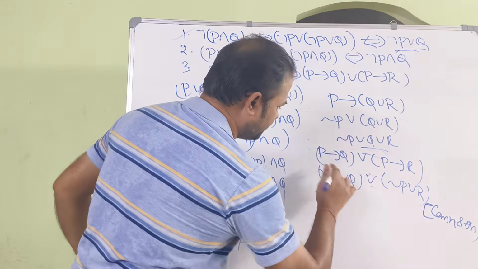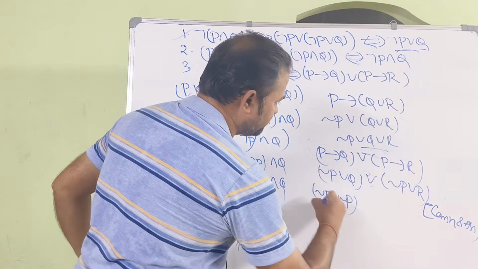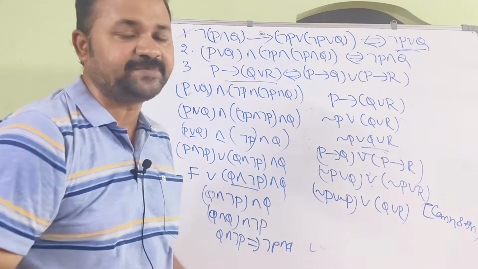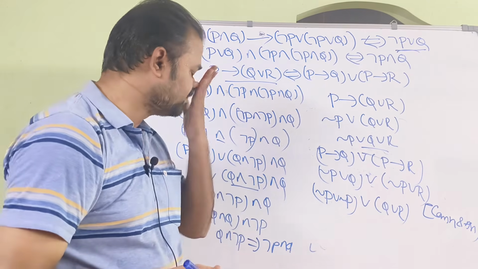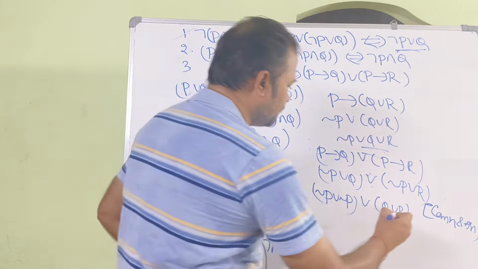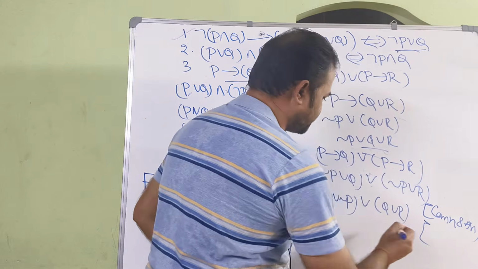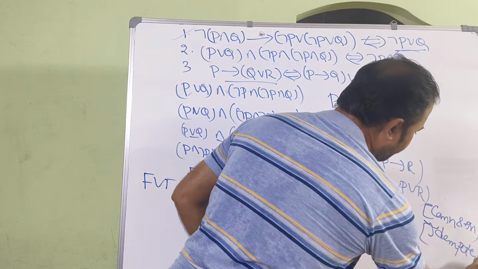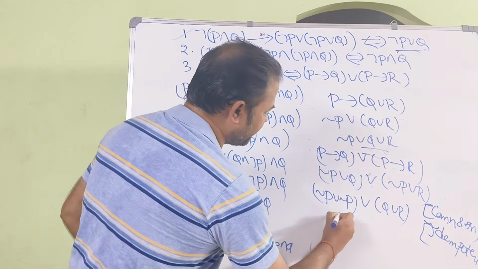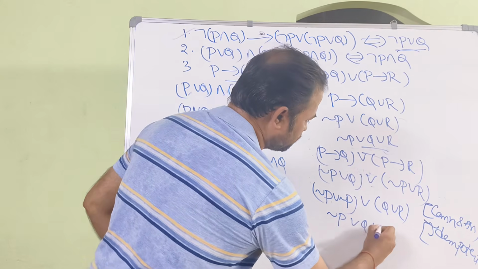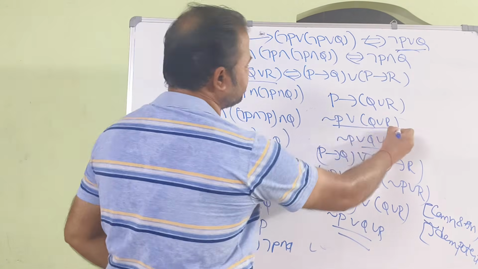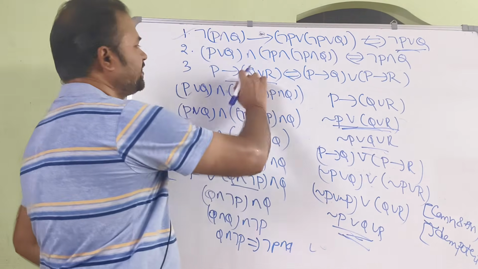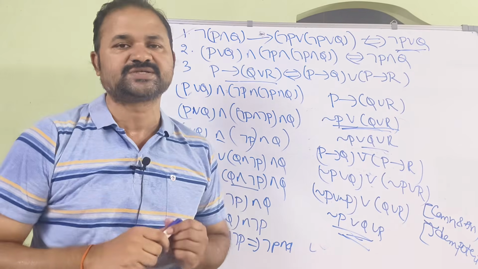So negation P, let us write that negation P here. Negation P or negation P or Q or R. What is the result of negation P or negation P? We can apply which law? This is nothing but idempotent law. What is idempotent law? P or P equal to P. So here what is P? Negation P. So negation P or Q or R. That is nothing but LHS result only. So LHS equal to RHS. We got the same value. So we can say that these two compound propositions are logically equivalent.